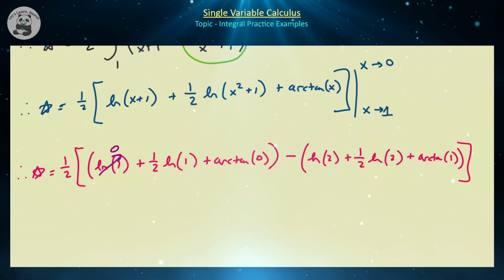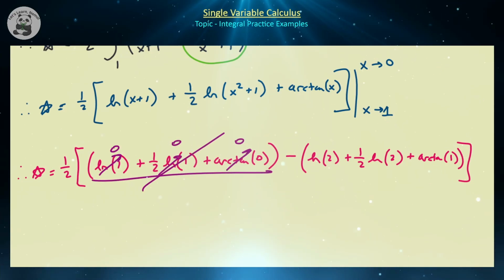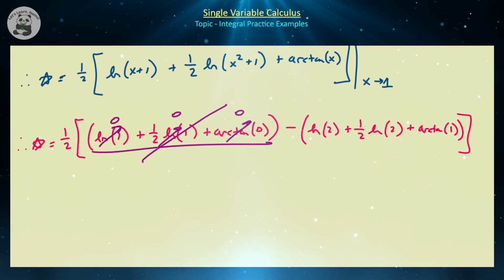So the natural log of 1 is going to be 0, and arctangent of 0 is going to be 0. So that entire term disappears, which is actually very, very nice. And then what are we going to be left with?